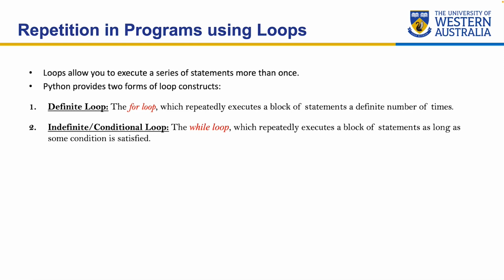One is the definite loop, which we call the for loop. This is used when you know exactly how many times you want to execute the loop. And then there's the indefinite conditional loop, which is the while loop, where you define the condition to run the loop as long as the condition is satisfied. In this video, we'll focus on the for loop. Later on, we'll look at the while loop after covering conditions.